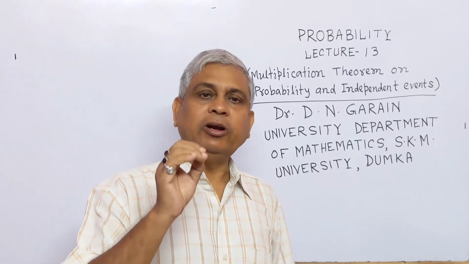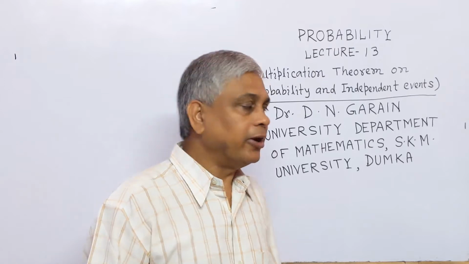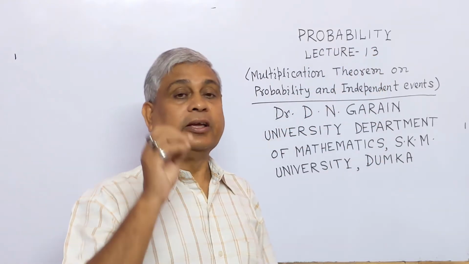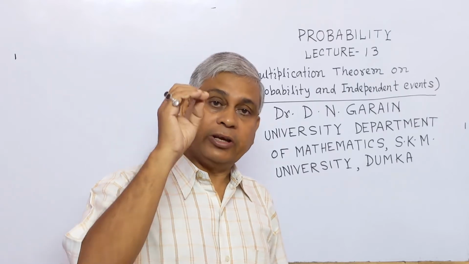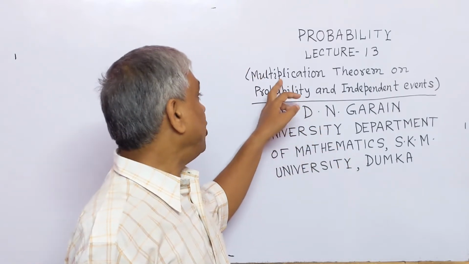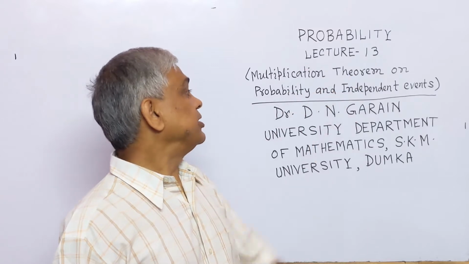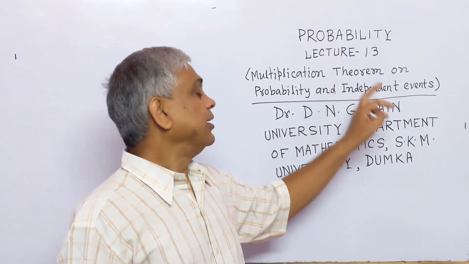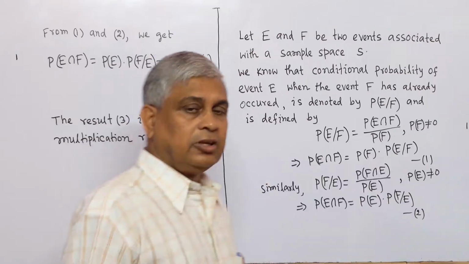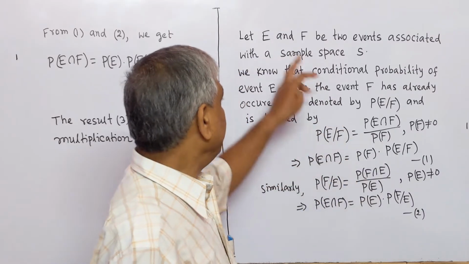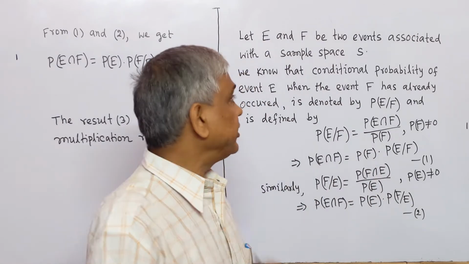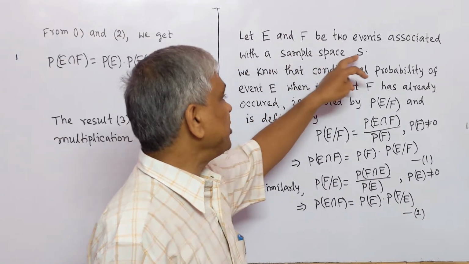Today I will deliver lecture on probability, lecture number 13, in which I will give the concept of multiplication theorem on probability and independent events. Let us consider E and F be two events associated with a sample space S.